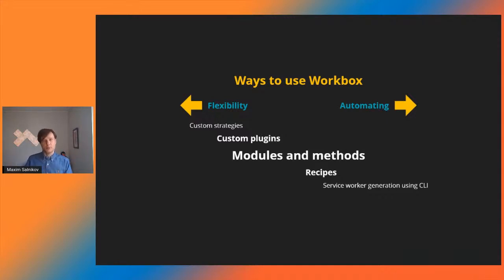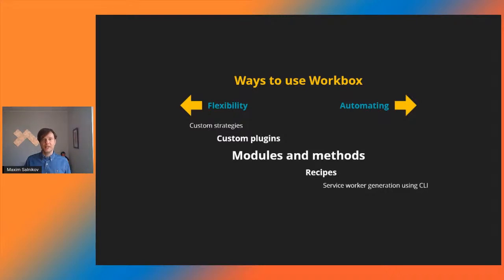On the automation side, we can go a step further and use recipes. Or, I'm not explaining this in this session, but Workbox also has a full-scale CLI, which can create a service worker for you from scratch. This way, you somehow lose control over what's going on there, but I believe this is the most automatic way to have your service worker. I recommend you have a look at the modules and methods way of usage.